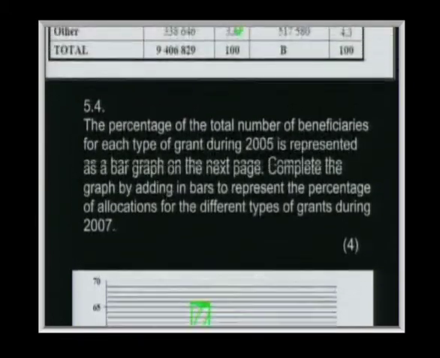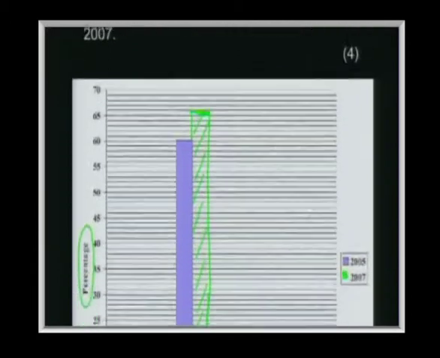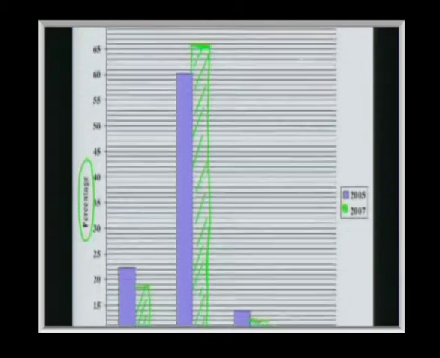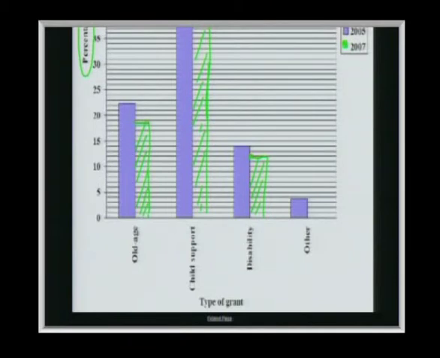The next one is 11.8, so it's close to 12. There's 10, 11, 12, so it's 11.8. It's probably just under 12. Try and make your bars the same size. Make sure you use a ruler so that you can make sure that they actually look accurate and neat. And then the last one is 4.3. And so it's going to be slightly more than this one.